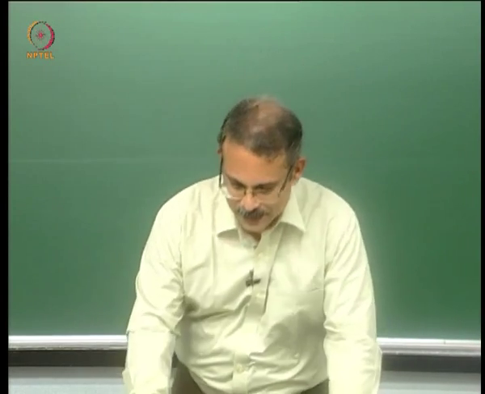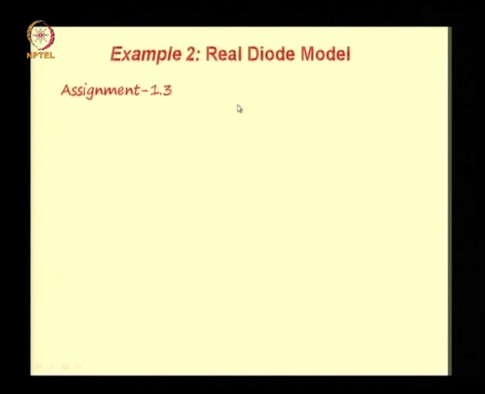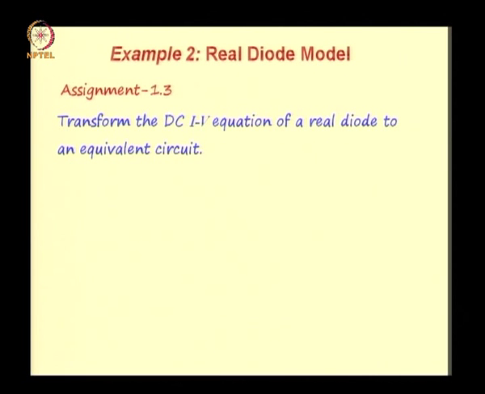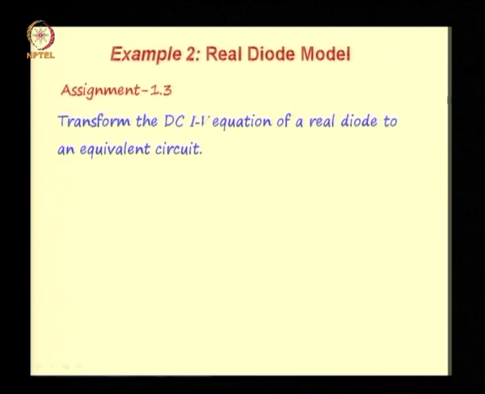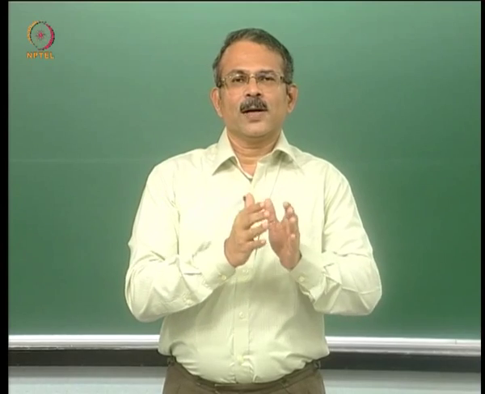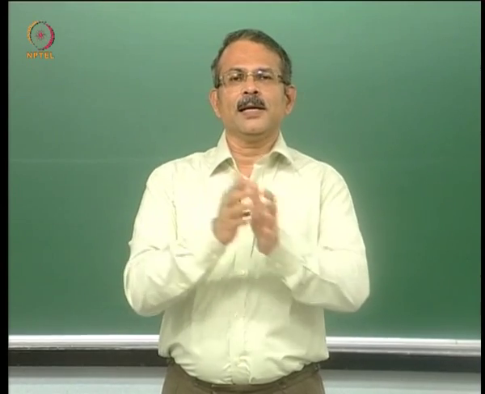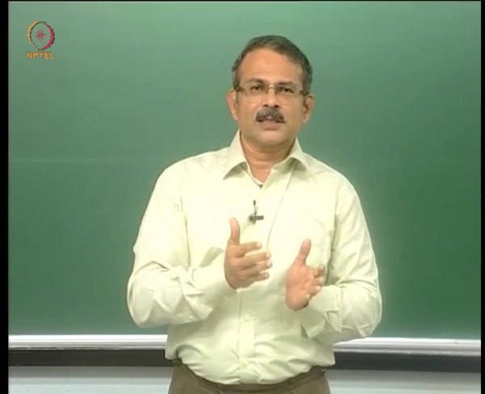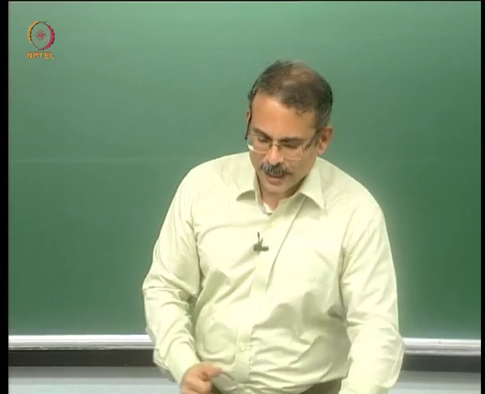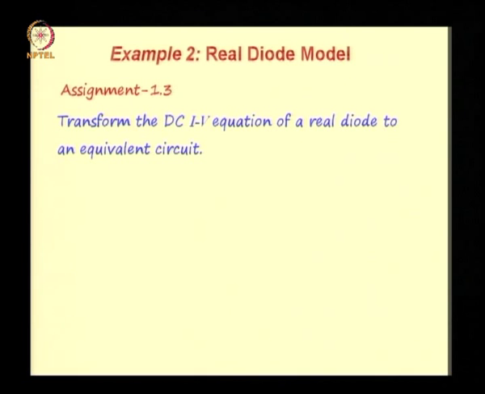Here is an assignment: transform the DC IV equation of a real diode to an equivalent circuit. So far one assignment involved converting an equivalent circuit into a mathematical equation. This is the reverse. You have an equation, you convert it into an equivalent circuit to see what would happen if you were to use an equivalent circuit instead of an equation to represent the DC IV characteristics.